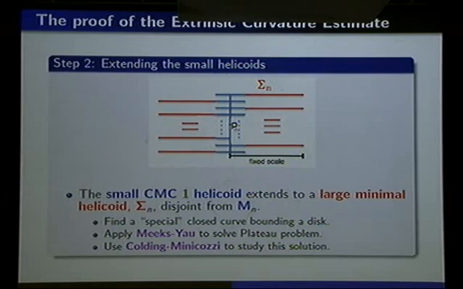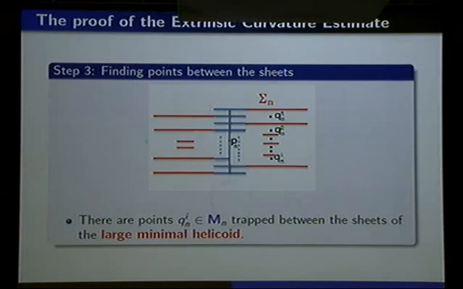The idea is that this special closed curve is chosen so that, by doing some analysis, you can show that this solution to the Plateau problem spirals a little bit, like the small CMC1 helicoid spirals. Then there is a result of Colding-Minicozzi that says that once you have a disk which is stable and begins spiraling, the spiral extends horizontally. So we have this minimal helicoid. We can say that the CMC surface has points which are trapped between this helicoid. This uses a nodoid foliation, but anyway. So we have points in there, and we can say more.